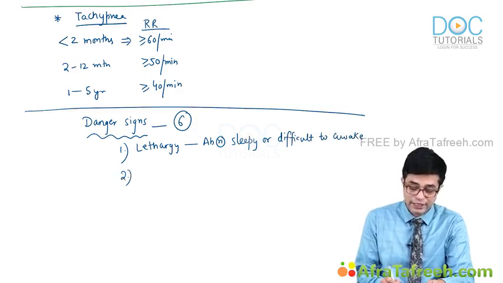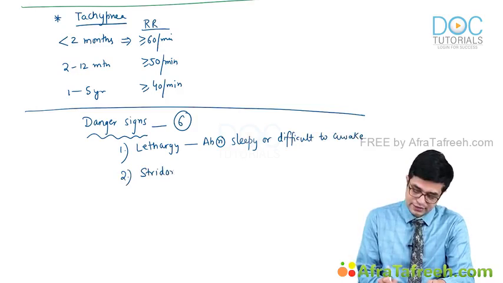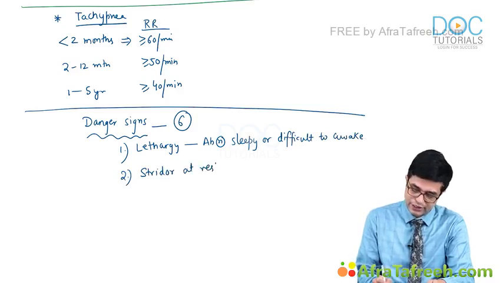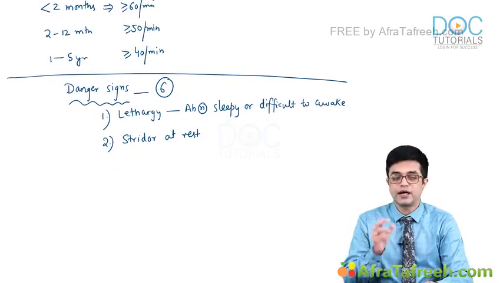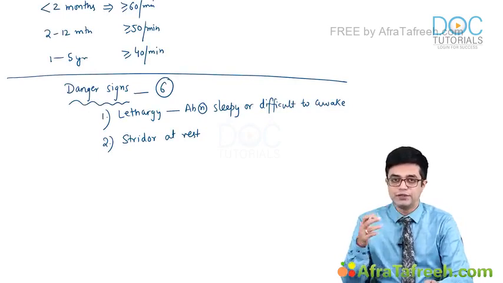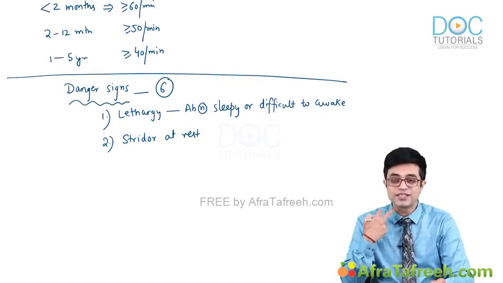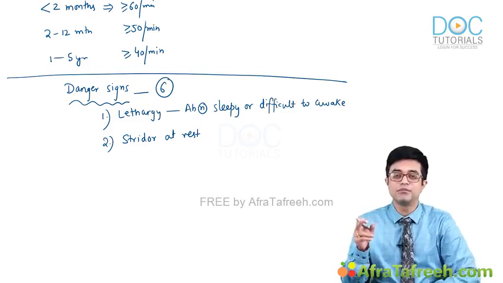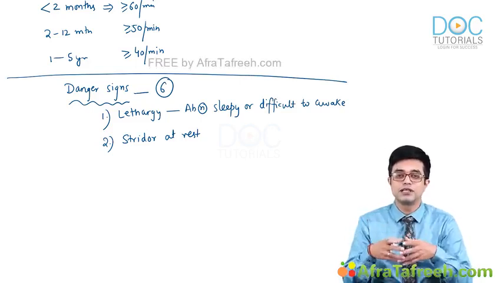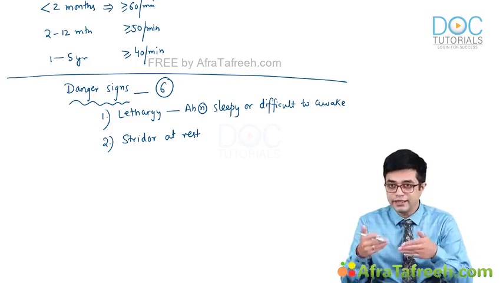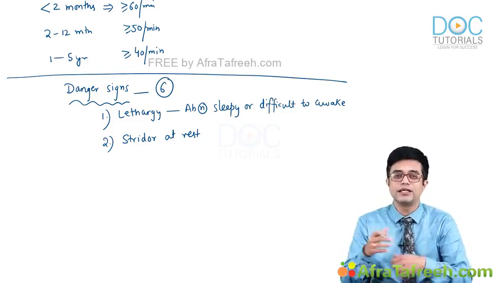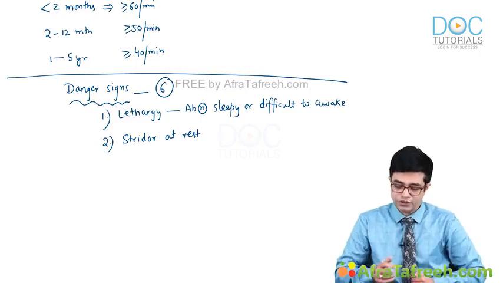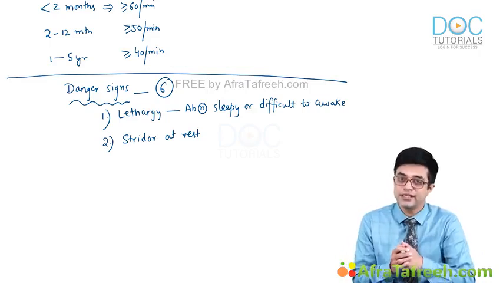Second, any child having stridor at rest, also written as stridor in a calm child. Presence of stridor indicates upper airway obstruction. Pneumonia should not have stridor; if stridor is present, it indicates a coexisting pathology, probably some infection or some obstruction here. This is known to be a danger sign because it can worsen the symptoms and compromise the gas exchange occurring in pneumonia, worsening the outcome. And so, stridor at rest is considered to be a danger sign.